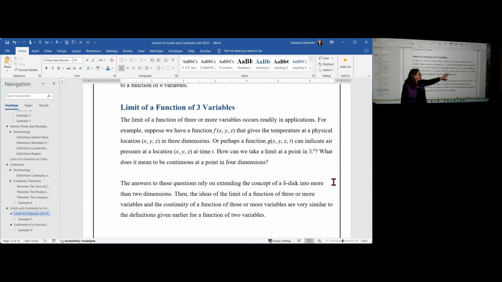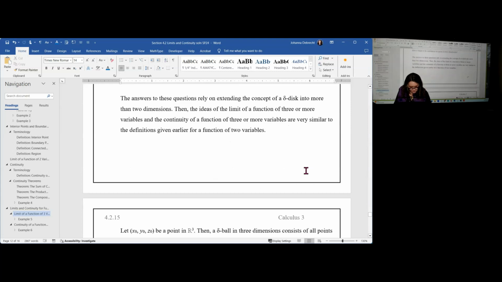How can we take a limit at a point in R3? And what does it mean for it to be continuous at a point that is in 4 dimensions? 3 independent variables, 1 dependent. What we're going to do is extend the idea of the delta disk into a delta sphere, and then you'll see that the limit ideas and the continuity definition just naturally expand to multiple independent variables.